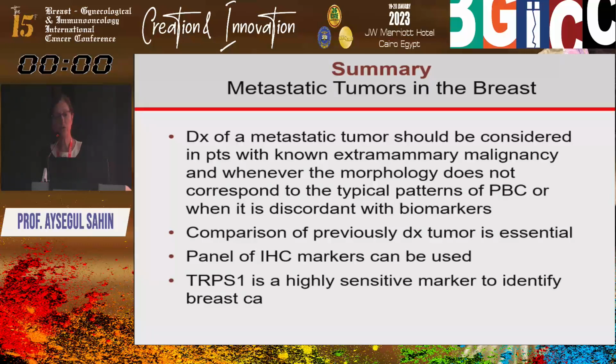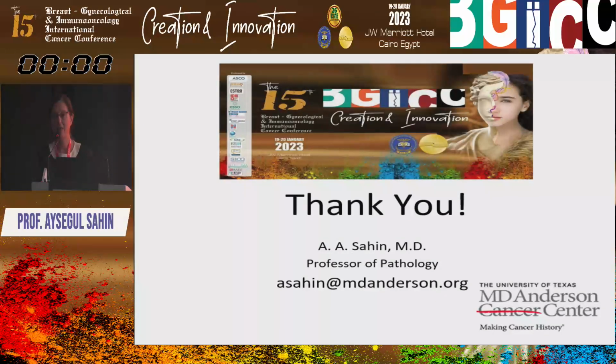So the diagnosis of metastatic tumor should be considered in patients with known extramammary malignancy, and comparison with the previous diagnosis is essential. A panel of IHC markers can be used, and TRPS1 is a highly sensitive marker to identify breast primary. Thank you very much for your attention.